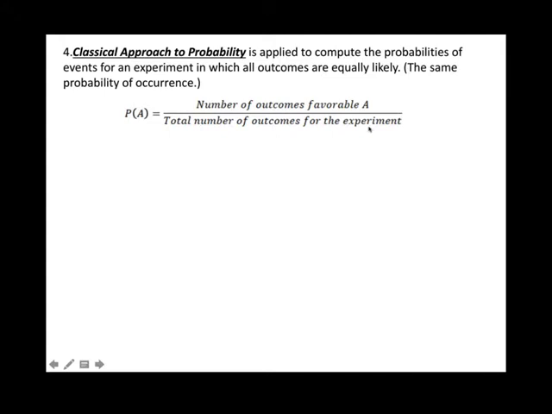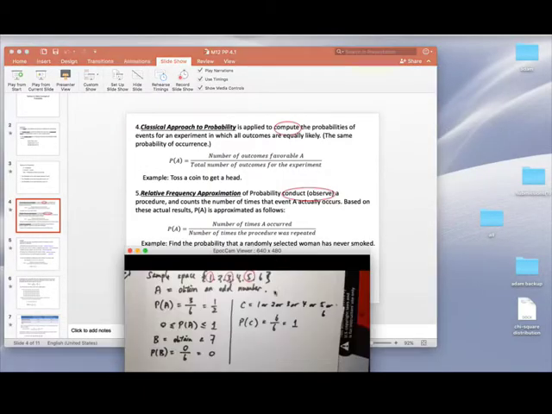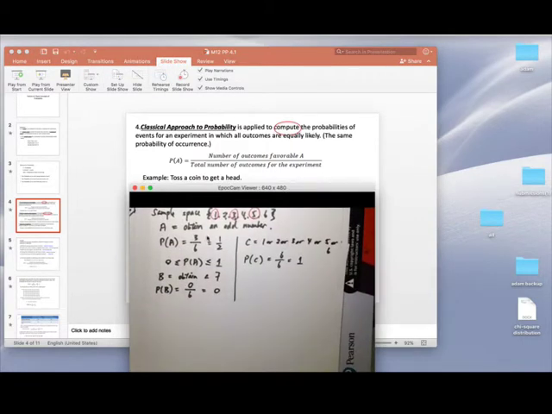Look at the example we just did. Number of outcomes favorable to A: if I want to obtain an odd number, I have 1, 3, 5. So 3 numbers are favorable to A, over the total outcomes, which is 6. This is the classical approach to probability. We can calculate it, that is, by calculation we get the answer.